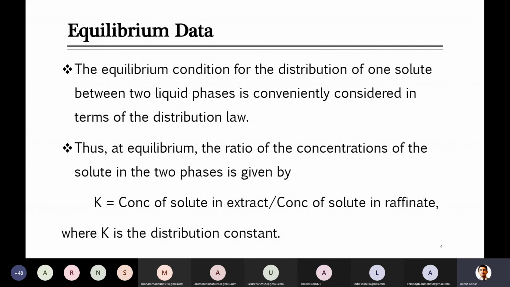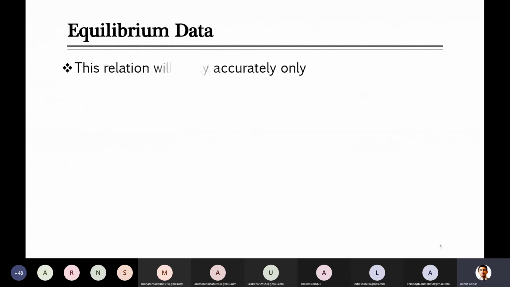So this K, which is the distribution constant, we actually have to find, and it is equal to the concentration of solute in the extract phase. When we get the extract phase, we will analyze it and find the concentration of solute, for example how much solute is transferred from the feed, and the concentration of solute which is still there in the feed, which is the raffinate phase. How much solute is still left over there and not removed towards this new solvent. Their ratio is called the distribution constant.